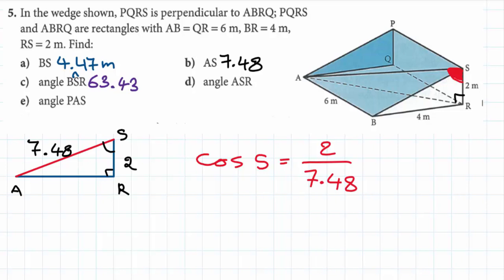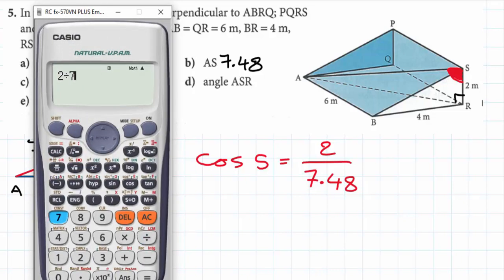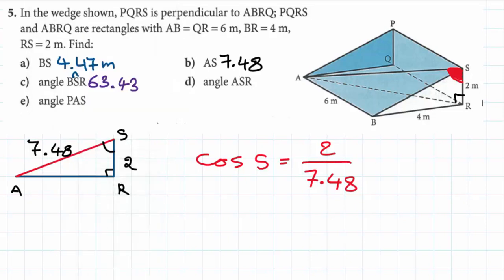The other side is opposite according to this angle. That's why we cannot use sine or tan. We have adjacent and hypotenuse. That's why we have to use cosine. Now, 2 divided by 7.48 is equal to this. And we have to find the cosine inverse of this result to get angle S. Then cosine inverse of this result is 74.49. This angle is 74.49 degrees.